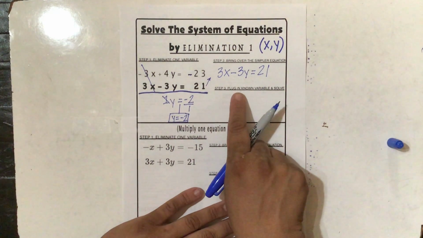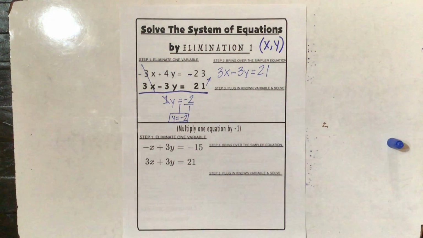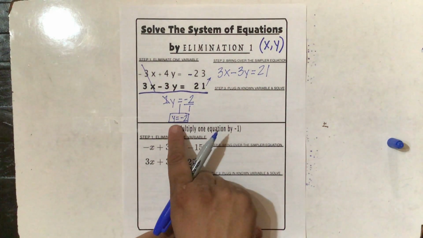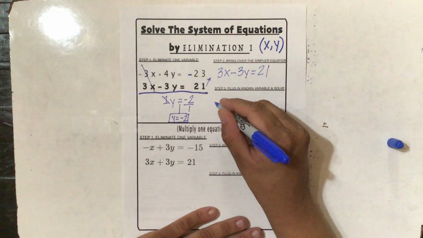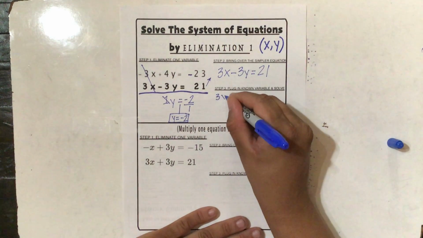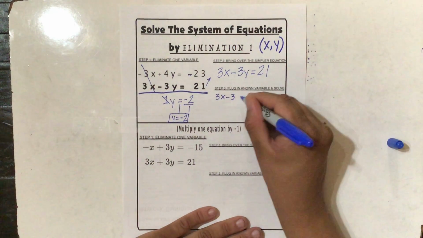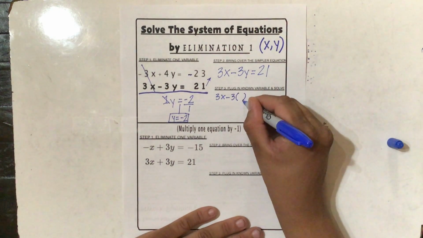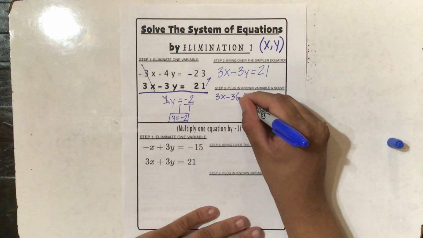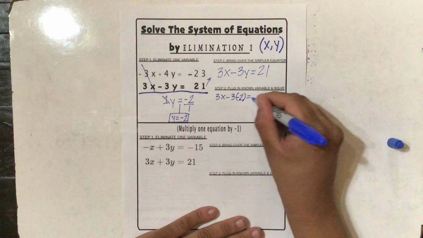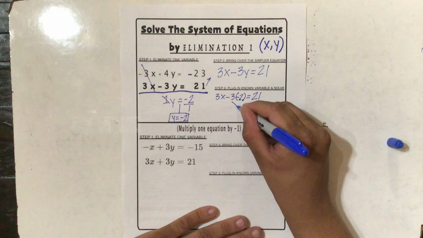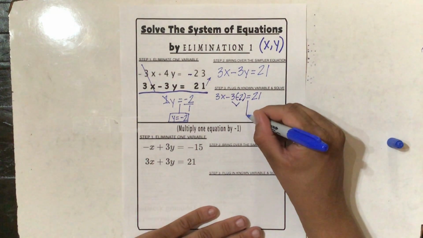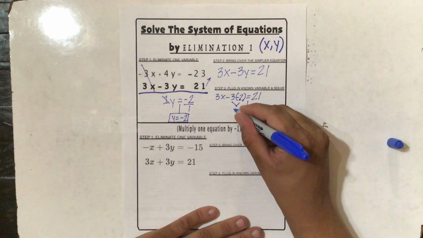Step 3, plug in the known variable and solve. What letter do we already have? We already have y. So let's plug in y right there. So 3x minus 3, parentheses for the y, and it's -2, is equal to 21. So I multiply these two, -3 times -2 is +6.